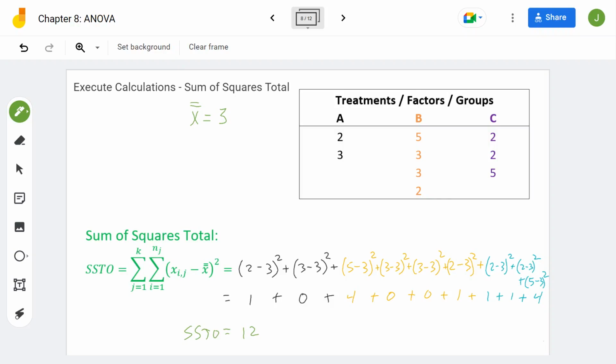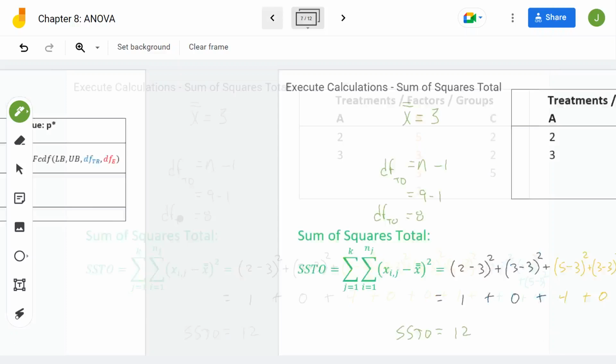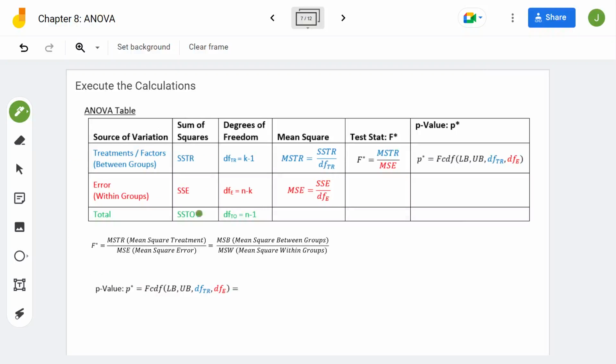That's our overall variability. And if we think about degrees of freedom total, we have a total sample size of 9. So it's really going to just be n minus 1, which is 9 minus 1, which gives us a value of 8 for our overall degrees of freedom. So if I go back to the ANOVA table, we now know that the sum of squares total is 12 and the degrees of freedom total is 9.